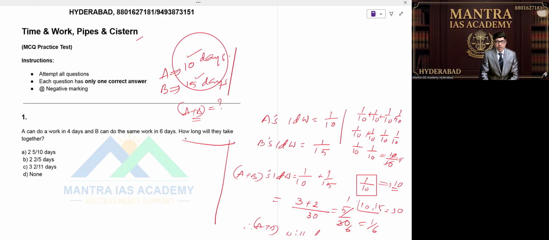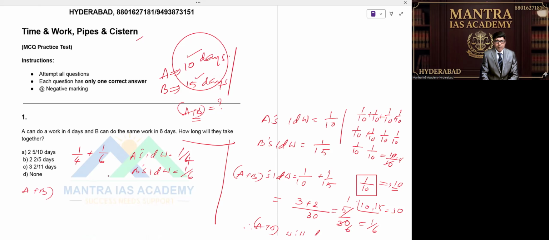A's 1 day's work is 1 by 4. B's 1 day's work is 1 by 6. Now, don't write all these things in a competitive examination. But for the sake of explanation, I'll write this. A's 1 day's work is equal to 1 by 4, B's 1 day's work is 1 by 6. So, A plus B's 1 day's work is what?